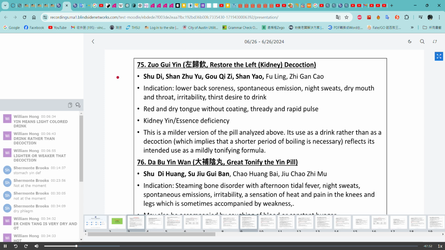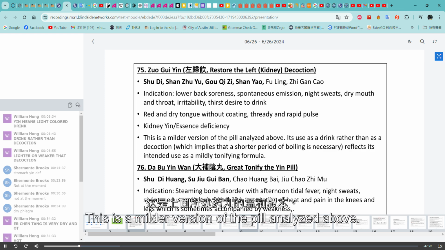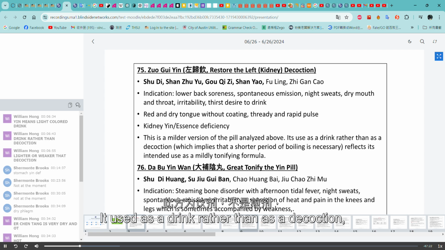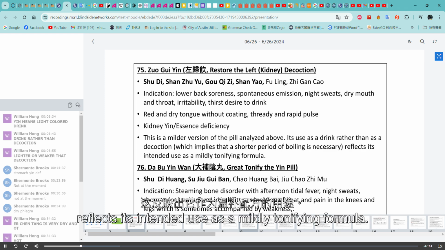75, Zuo Gui Yin: shu di huang, shan zhu yu, gou qi zi, shan yao, fu ling, zhi gan cao. Indication: lower back soreness, spontaneous emission, night sweats, dry mouth and throat, irritability, thirst, desire to drink, red and dry tongue without coating, thready and rapid pulse. Kidney yin essence deficiency. This is a milder version of the pill analyzed above. It is used as a drink rather than as a decoction, which implies that a shorter period of boiling is necessary. Reflects its intended use as a mildly tonifying formula.